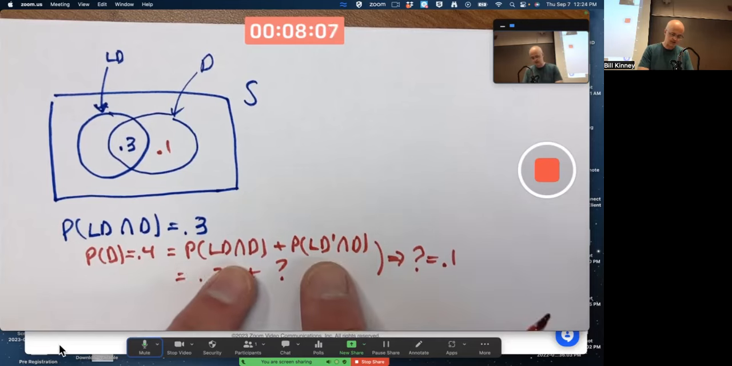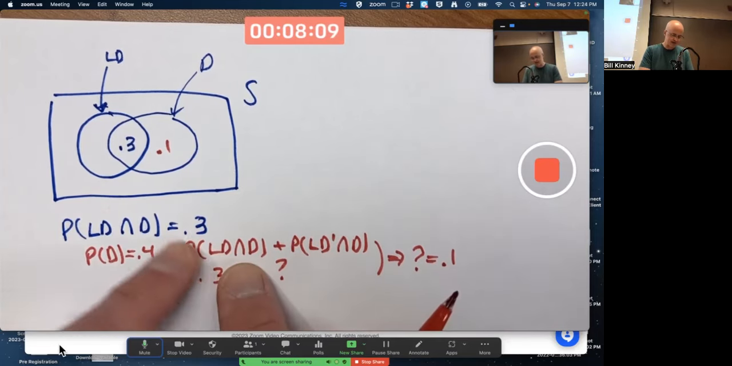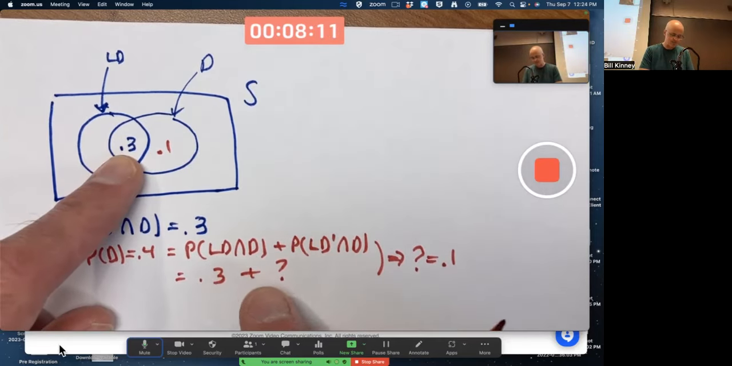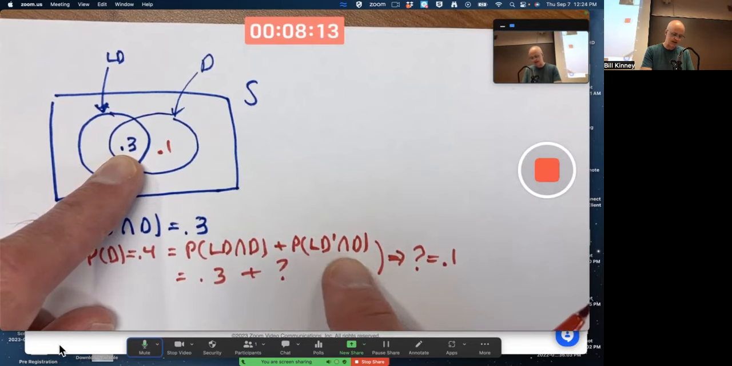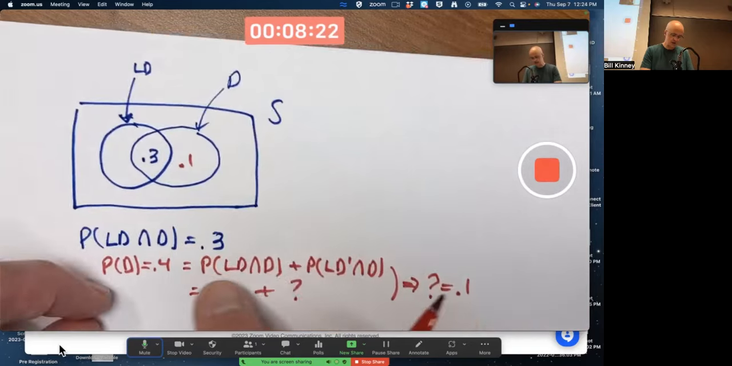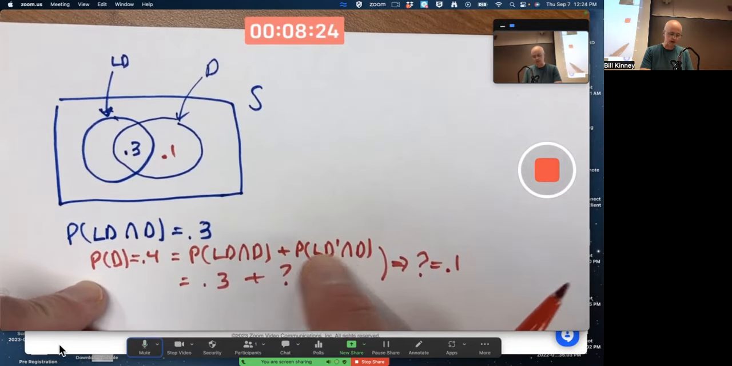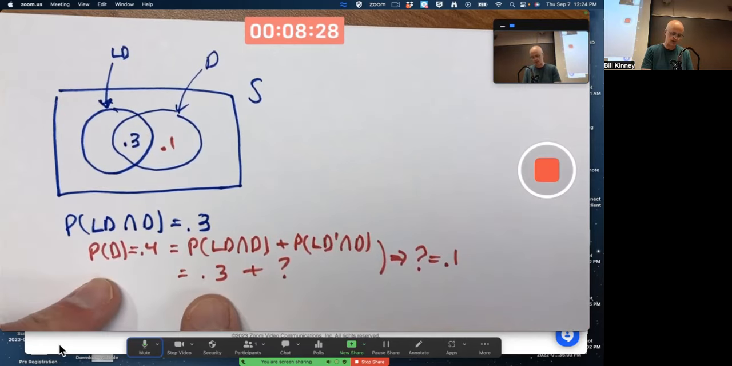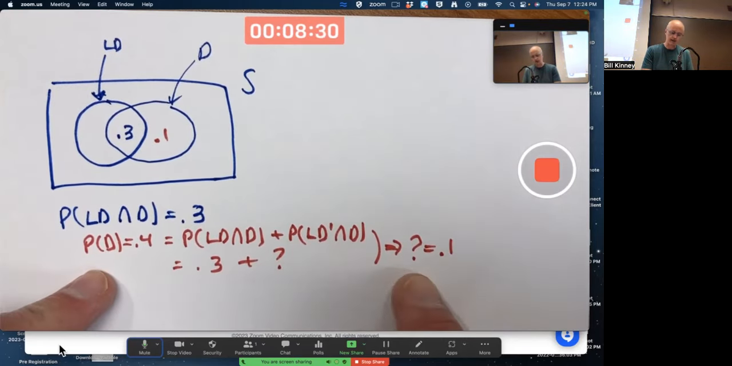Right? These two sets, LD intersect D is this one. LD prime intersect D is this one, this crescent shape. They're mutually exclusive, no overlap. Their intersection is empty. D is the union of the two. So the probability of D can be written as a sum of those two probabilities. We know this one is 0.3. We didn't know that one, but we can easily find it now.